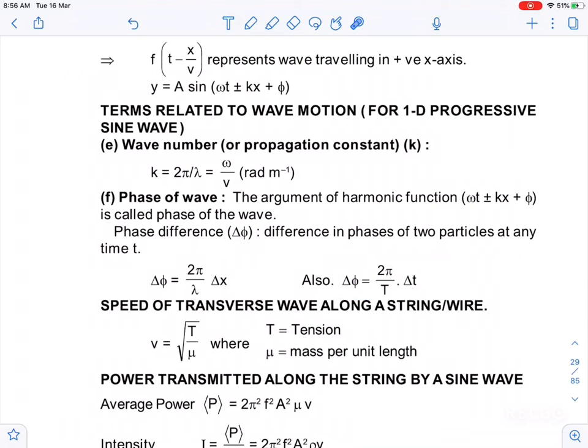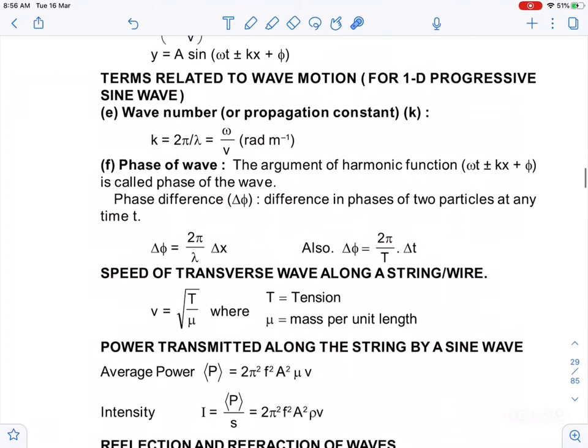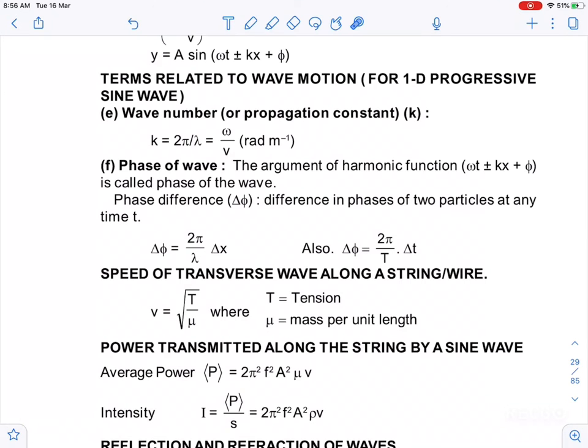And you know that delta phi, I have already written this, because you can also write delta phi in terms of 2 pi by T into delta t. This we have taken from here only, so don't confuse.